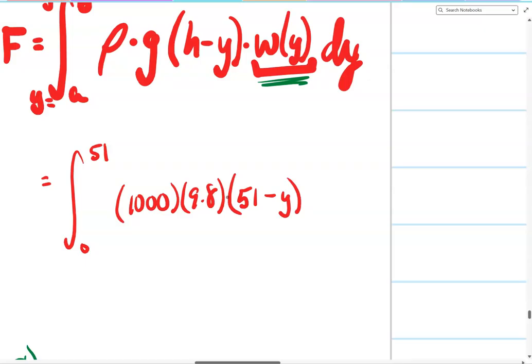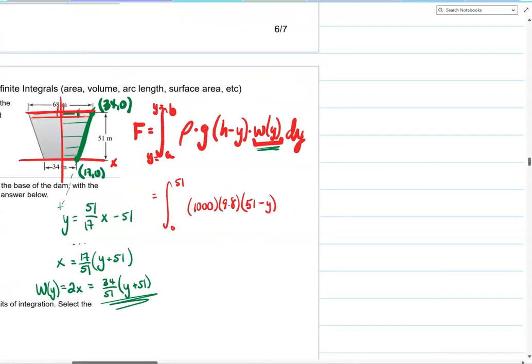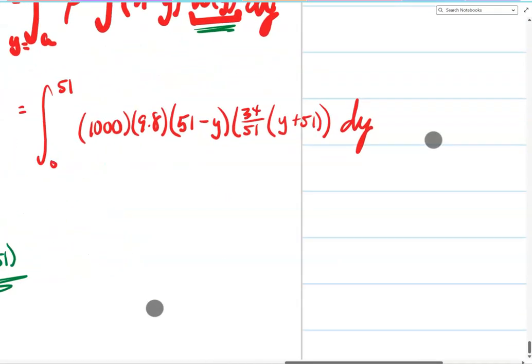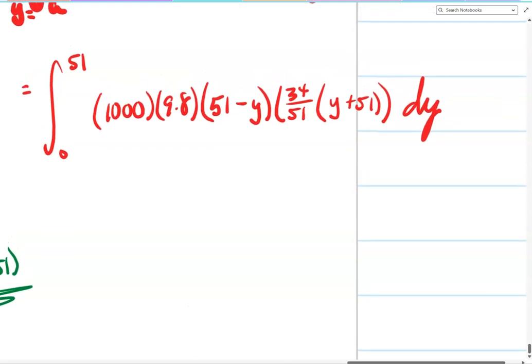So 51 minus our y coordinate, and our width based on y is that green equation that we just set up here, 34/51 times y plus 51. And we would integrate that with respect to y. So as far as a test question goes, this is the setup that I'm looking for, and of course we can let our calculator produce the result for us.